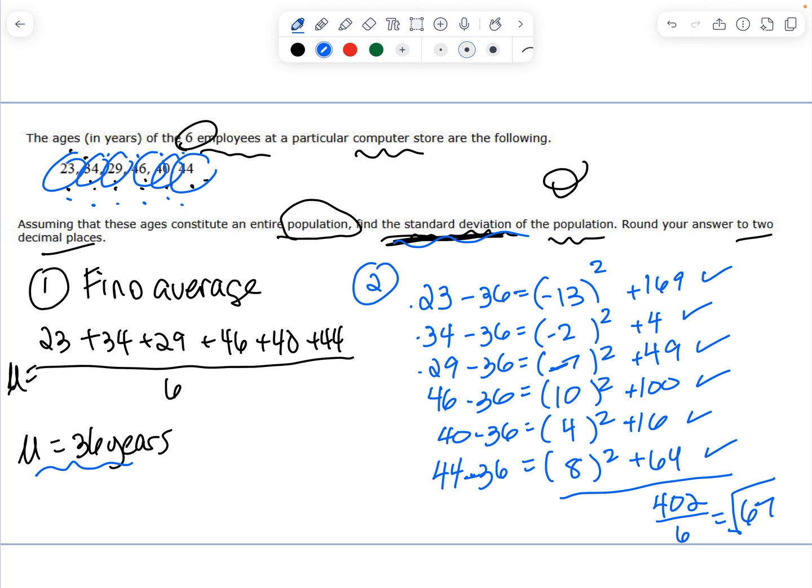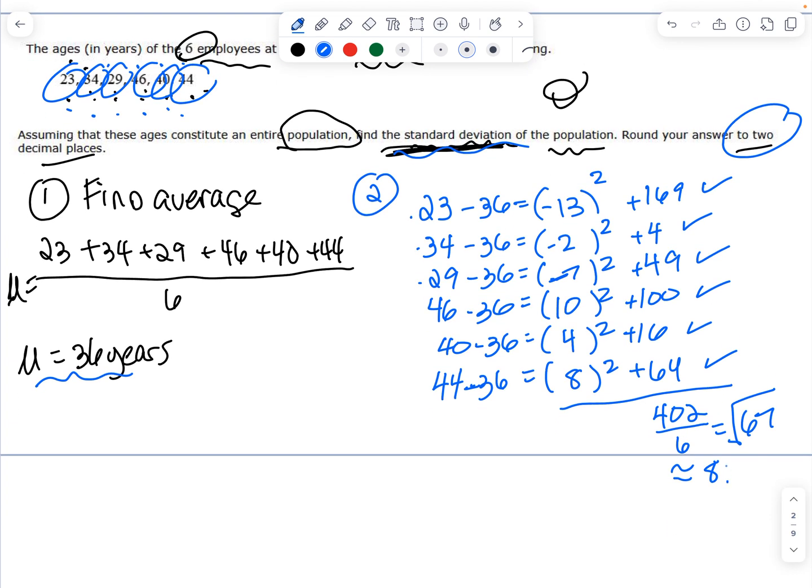If you take the square root of 67, the deviation is roughly, and they're telling us to go out 2 decimal places, 8.185 on my calculator. If we want to go out 2 decimal places, that 5 tells the 8 to go up. So roughly our standard deviation of our population is 8.19 years. That's roughly how far these ages deviate or stray from the average age of 36 years old.